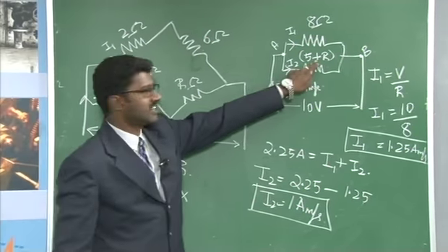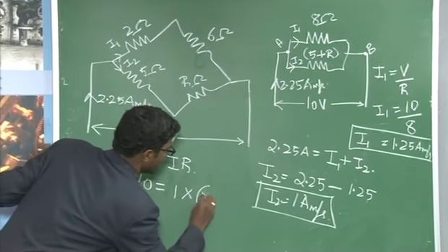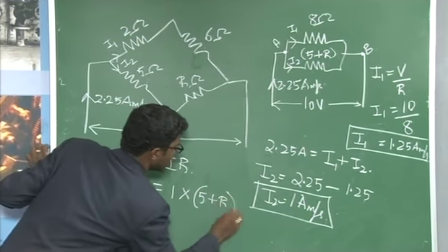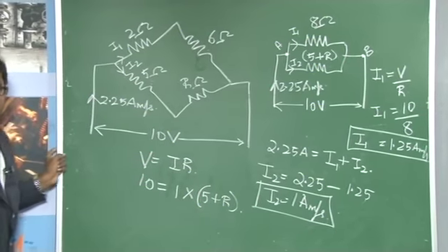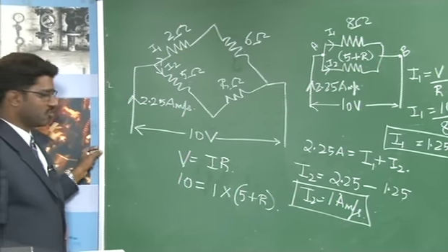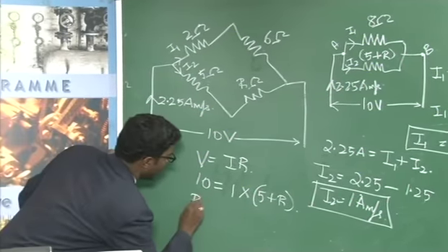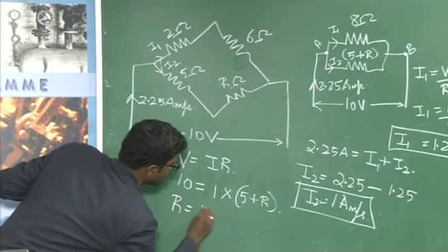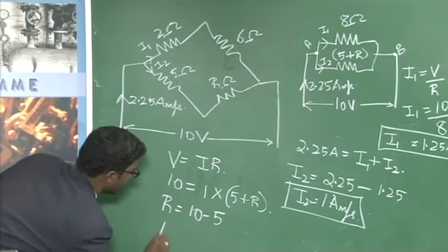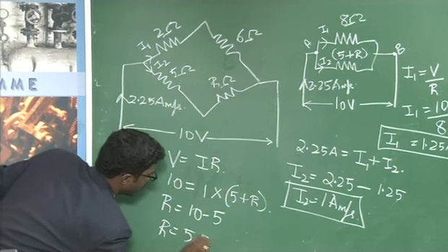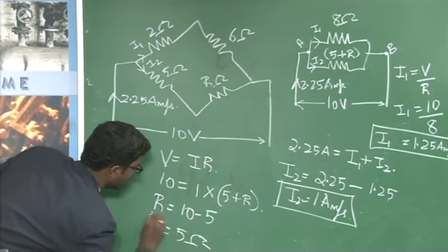What is resistance given here? 5 plus R. That is 5 plus R. If you simplify this equation, you can determine the unknown value of the resistance. That is, R is equal to 10 minus 5, where R is equal to 5 ohm.